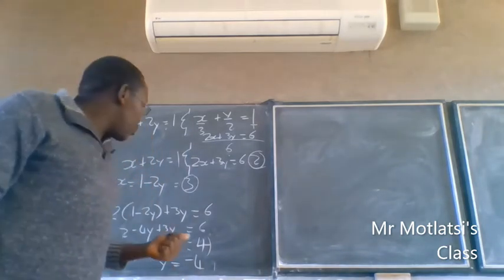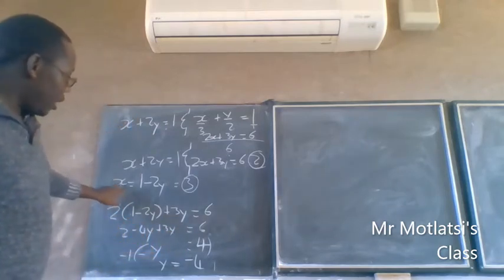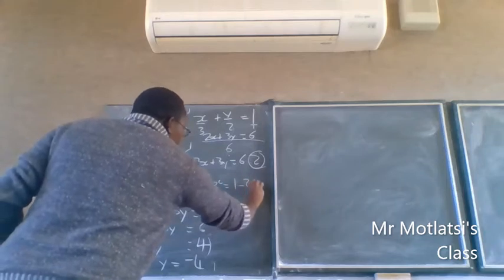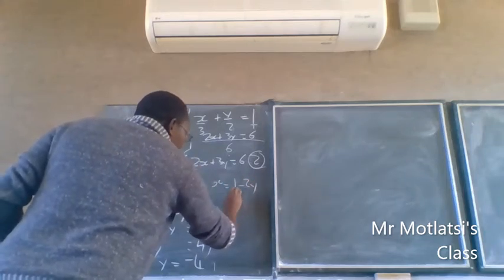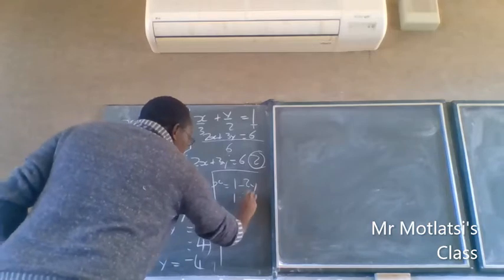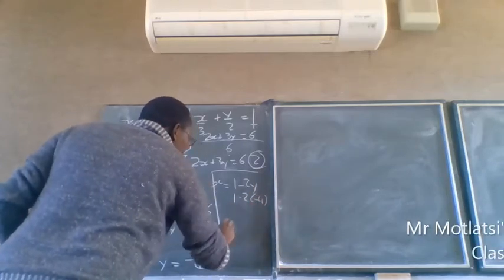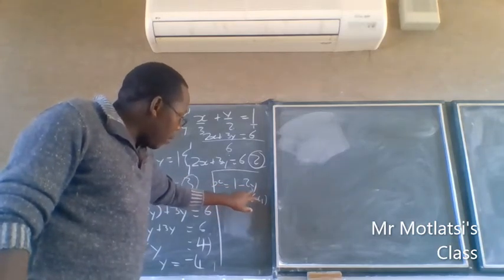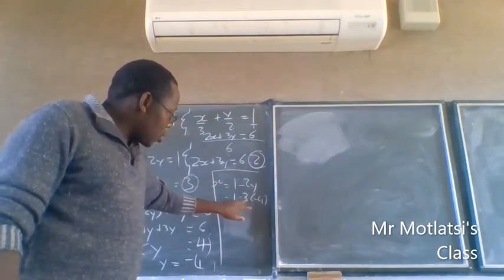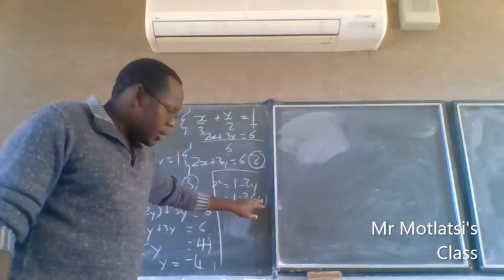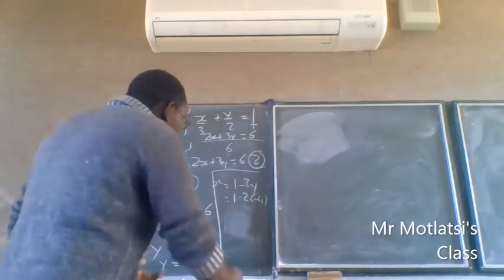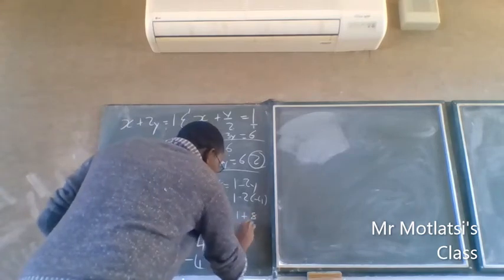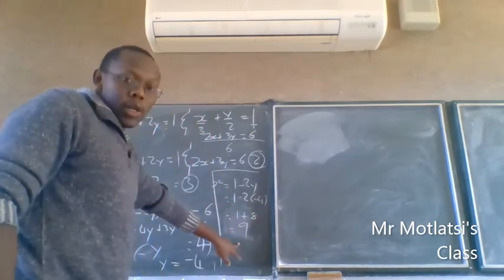Now that y is equivalent to minus 4, it's easy for us to solve for x. Remember, x is equivalent to 1 minus 2y, and then we substitute for y, which is minus 4. So 2 multiplied by minus 4 is going to be minus 8, and minus times minus gives plus 8. So 1 plus 8 is equivalent to 9. So your x is equivalent to 9.